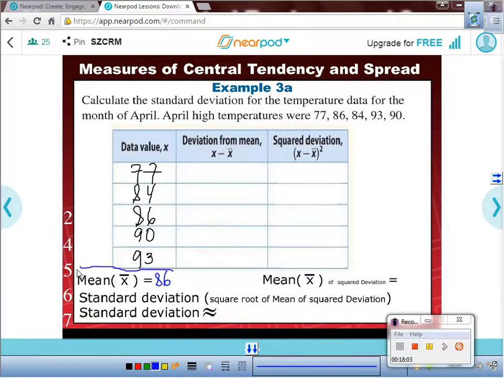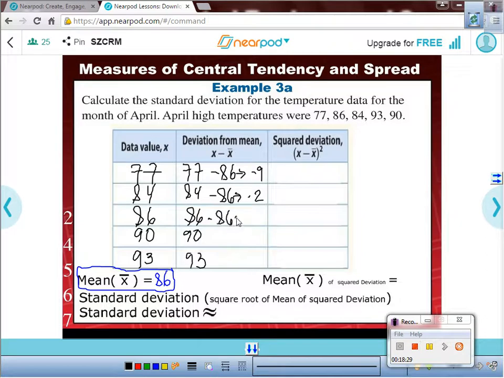And write that right underneath. And why do we need that number? Because that's going to go with the second column. For the second column, we're going to write the values again, the whole thing, 77, 84, 86, 90, and 93. And now we're going to subtract from all of those the mean. 77 minus 86, that's negative 9. 84 minus 86, that's negative 2. 86 minus 86, that's 0. 90 minus 86, that is 4. 93 minus 86, that is 7.